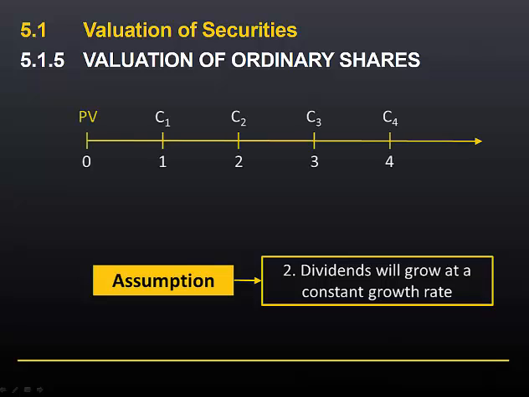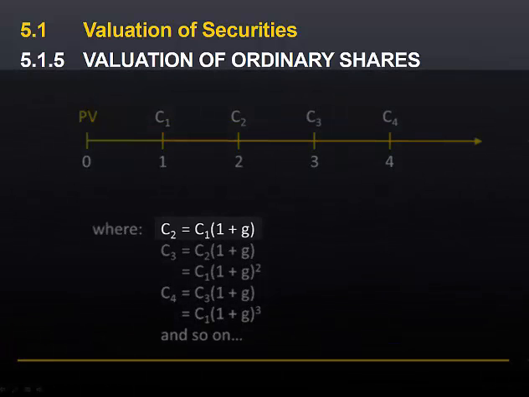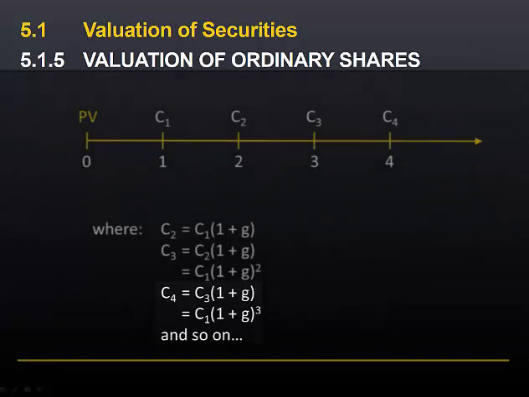This number line shows the first 4 dividends of a share where the dividend is growing at a constant rate. We can no longer just use C to represent each cash flow because the cash flows are different from each other. The cash flow in year 2 is the cash flow in year 1 multiplied by 1 plus G. C3 is C2 multiplied by 1 plus G, or C1 times 1 plus G squared, and so on.